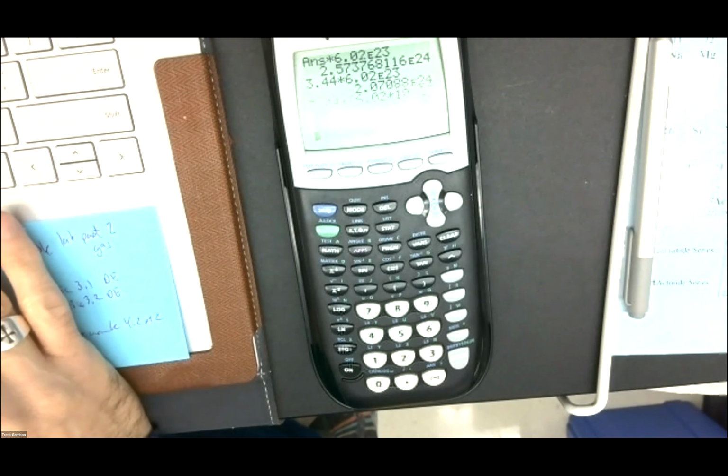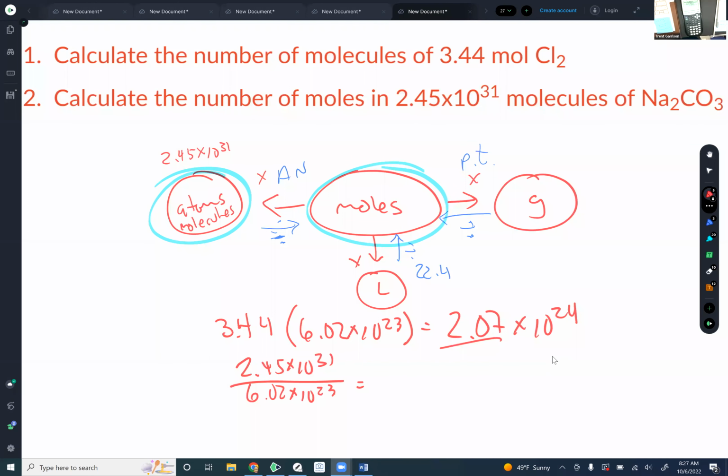All right, so I'm going to shift my screen again. Uh-oh, I never did share that screen with you. Hold on. You never saw all that screen share. Let me go back and share my screen. Now you can see what I just calculated. The 3.44 times 6.02 gives me the 2.07.